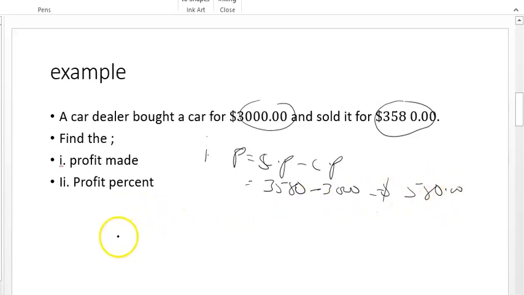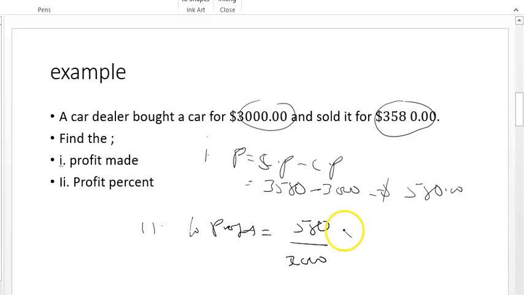The profit made. Profit percent is equal to the profit made, 580, over the cost price, that is 3,000, times 100%. That gives us 19.33%. This is the profit percent.